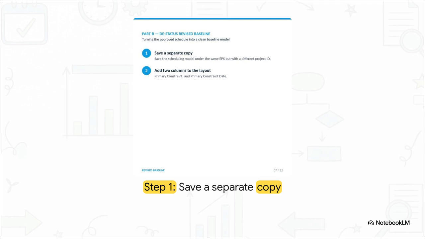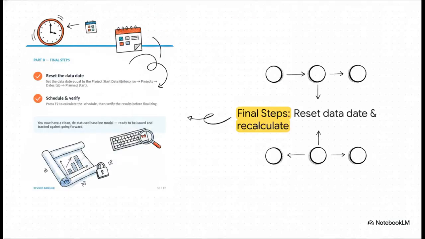Because you need to visibly verify that no hidden date constraints are secretly overriding your logic. This protects the integrity of your data before you start wiping it clean. Next, we're going to take things a bit slow for these final, vital steps of de-statusing. You must strip out the actual progress, and then you reset the data date so that it equals your project start date. Once that data date is reset, you press F9 or hit your recalculate button to run the schedule.